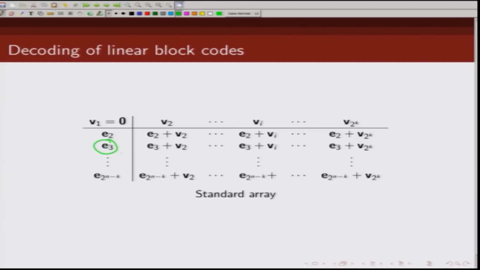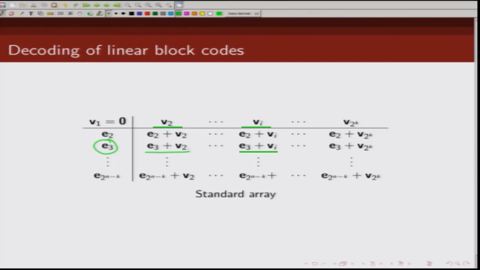Now, what do I mean by that? Let us say this was V2. So, I will add E3 to V2 and I will add the element E3 plus V2 in the same column as V2 was. Similarly, if I have a code word Vi, I will add E3 to Vi and add this element E3 plus Vi in the same column as Vi. So, this is how I am going to build up this row in this array.